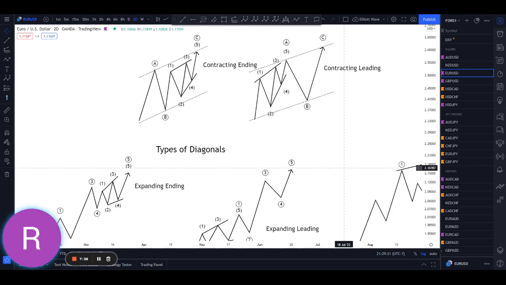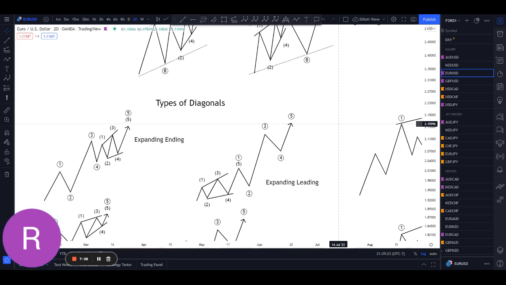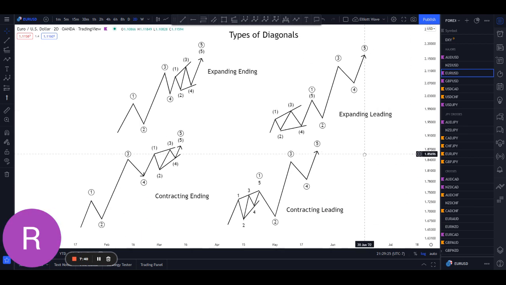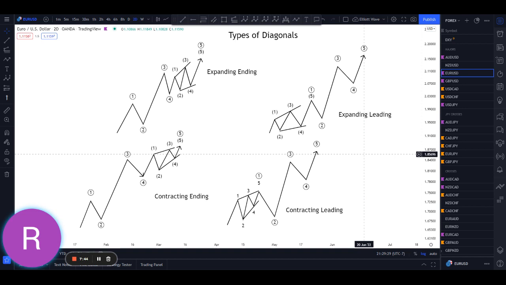So this was a lot of new info, and I hope it gives you enough to go out and label some diagonals on your own. But as always, please let us know if anything is still confusing you or still feels uncertain. And of course, we will do our best to help you out.